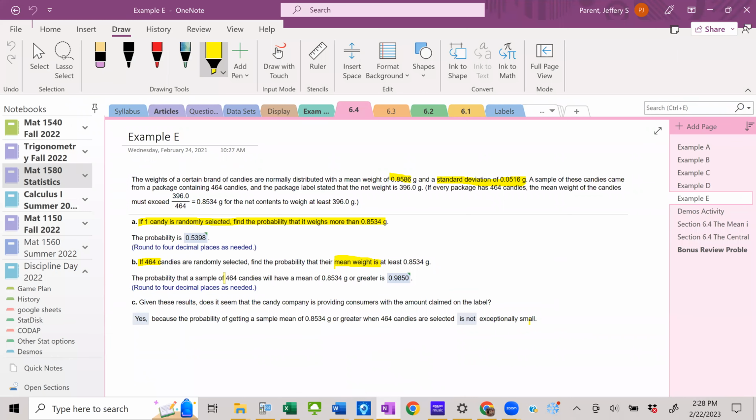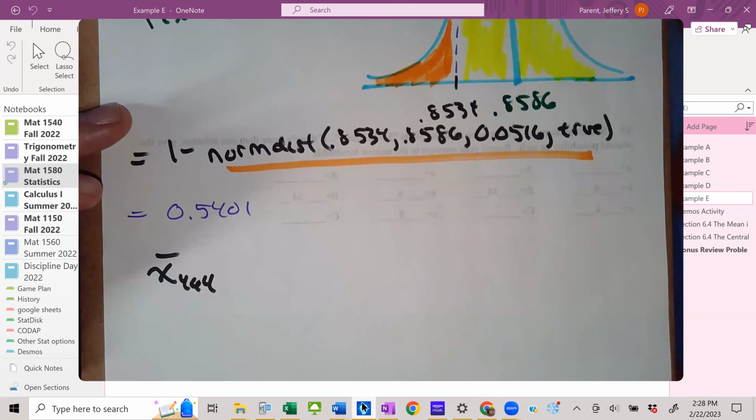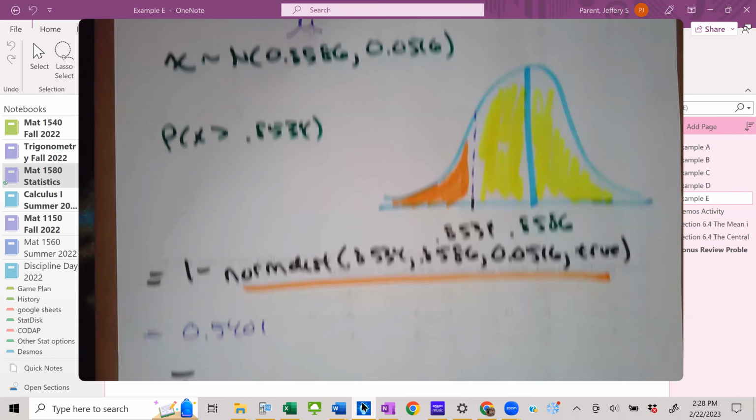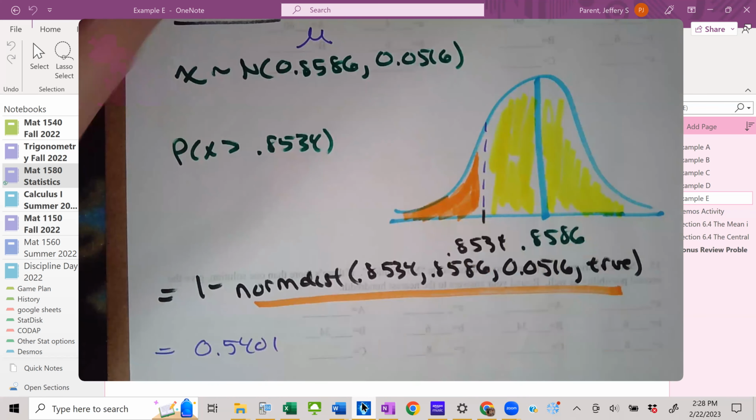It says, if 464 candies are randomly selected, find the probability that the mean weight is at least 0.8534. So again, you're changing your problem. Now we're looking at the distribution of the sample mean for samples of size 464. So let me click back to my sheet here. The first thing you've got to do is compare this to this and say, all right, what's the distribution of this going to look like?